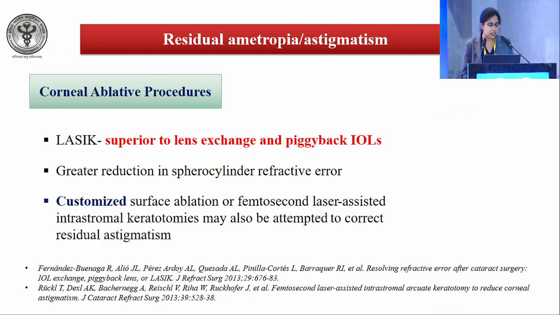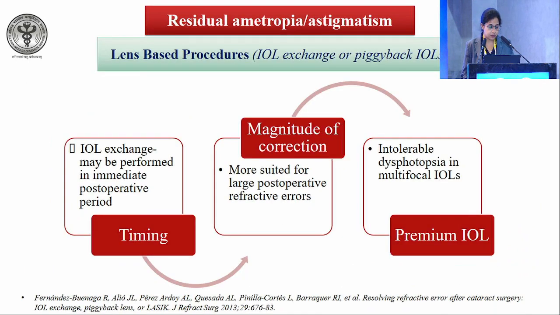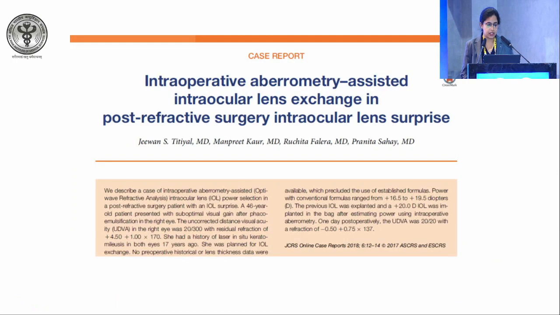For corneal ablative procedures, LASIK is superior to lens exchange and piggyback IOLs, and a customized ablation or femtosecond laser intrastromal keratotomies may also be attempted to correct residual astigmatism. Of note, you have to wait for refractive stability for at least 3 months after the primary surgery. For lens-based procedures, IOL exchange can be performed in the immediate post-op period, especially if a wrong lens has gone in, and is more suited for larger magnitudes of refractive error. In premium IOLs, sometimes you need to exchange if there is intolerable dysphotopsia.